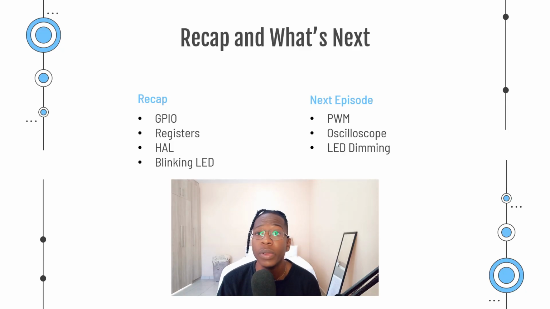In this episode, we've learned about GPIO, HAL, and registers. We've set up a simple circuit and wrote code to blink an LED. This is a foundational skill that you'll build upon in future projects. In the next episode, we'll take this one step further by introducing PWM, or pulse width modulation, to control the brightness of an LED.